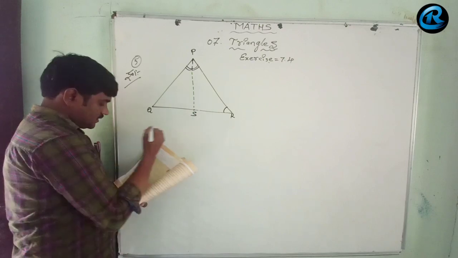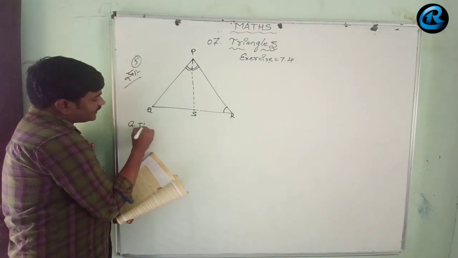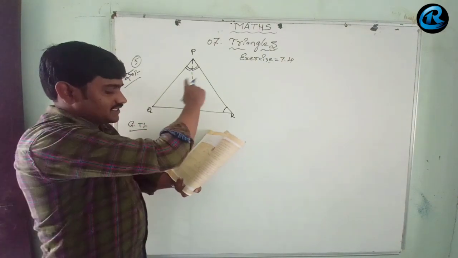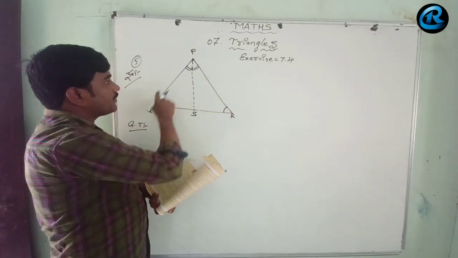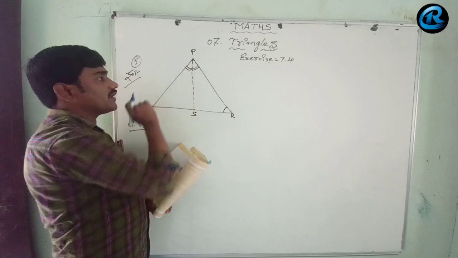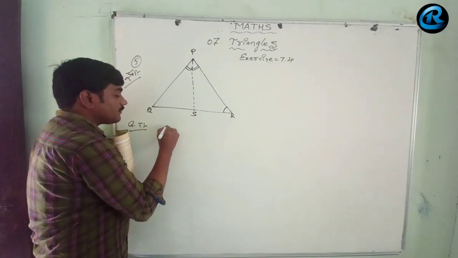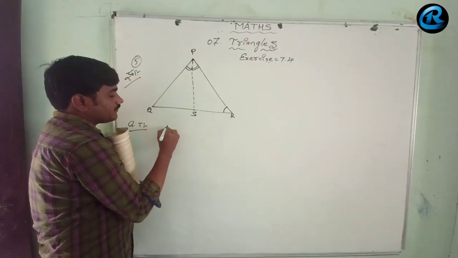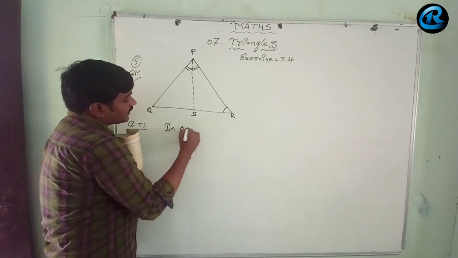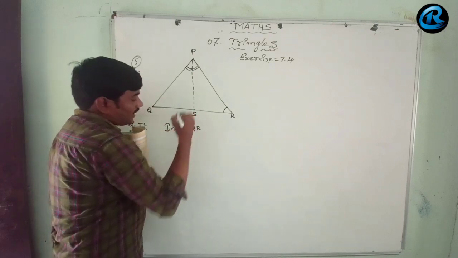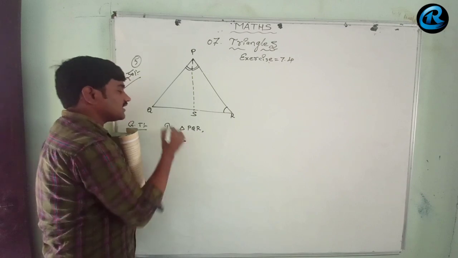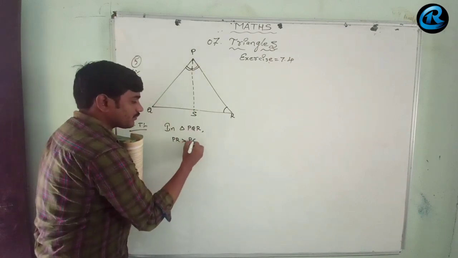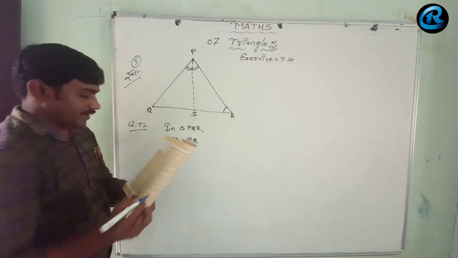Here PS. Let us see what the question actually is, what we need to find. In the adjacent figure, in triangle PQR, PR is greater than PQ. PR అనేది PQ కన్నా పెద్దది అంట.